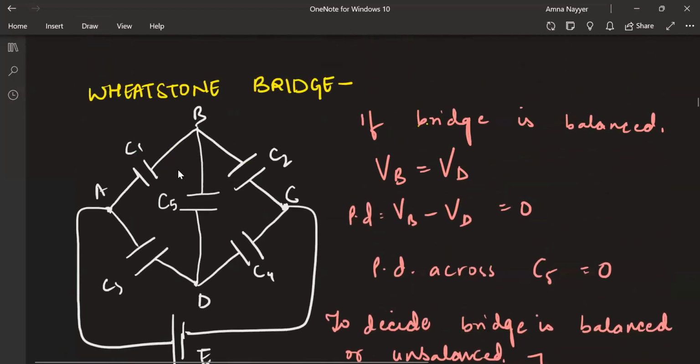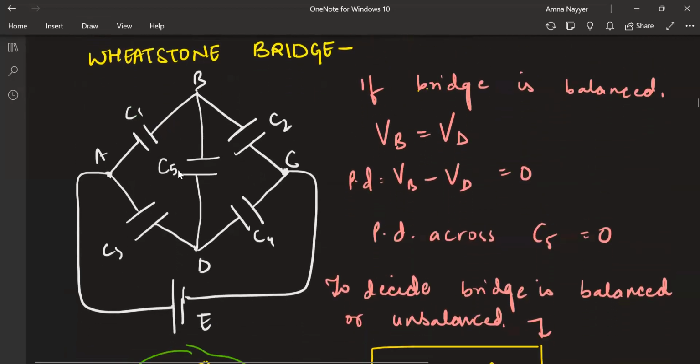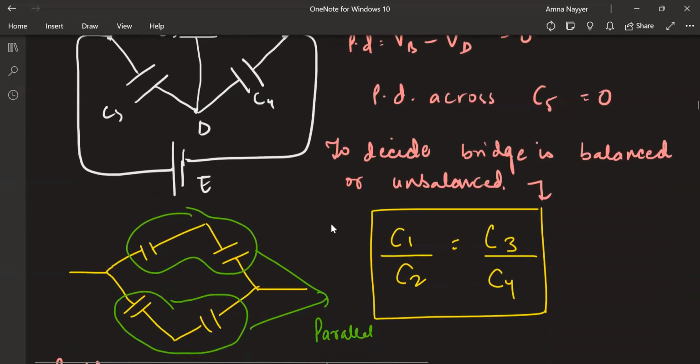I'm not discussing this in detail because we'll have to discuss it in much more detail in the resistor part, because it's actually a portion from there. But if it comes through capacitors, don't get confused. This is how you have to apply it. Am I clear?